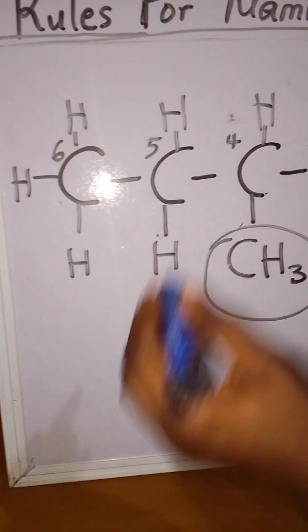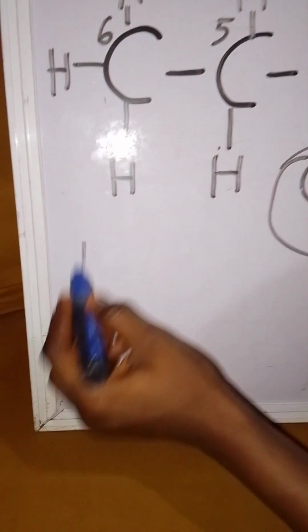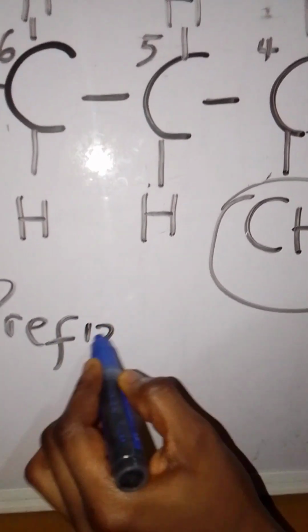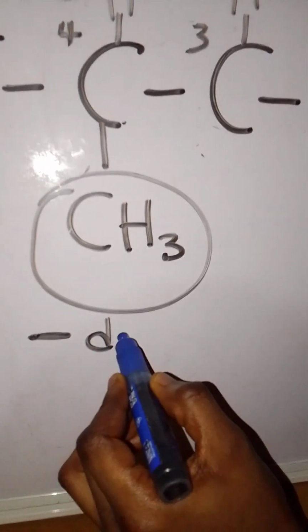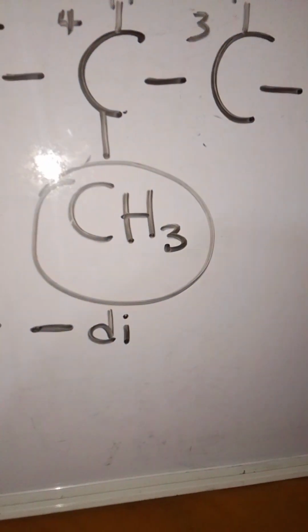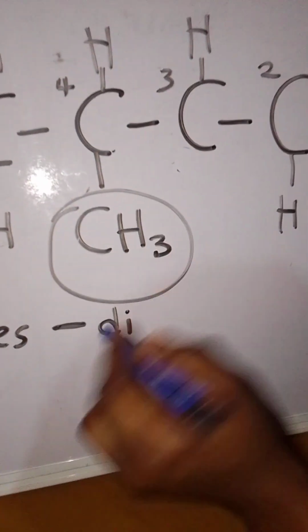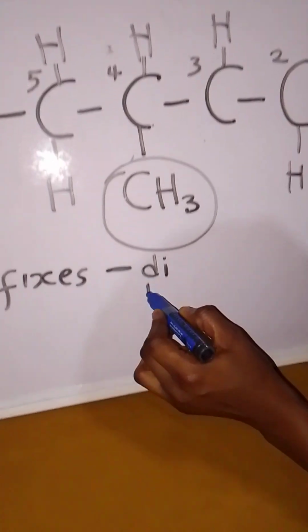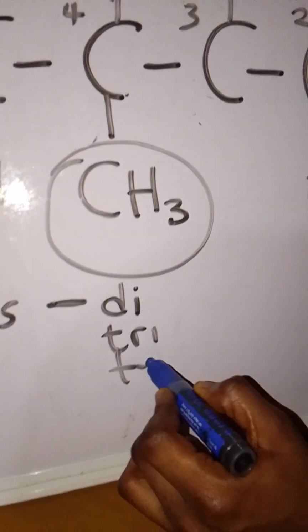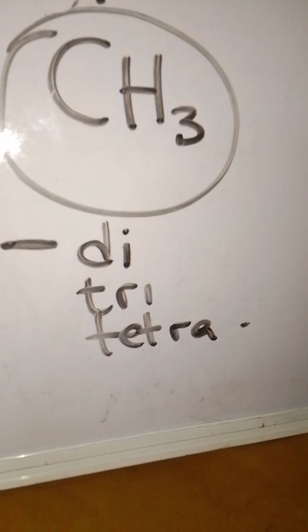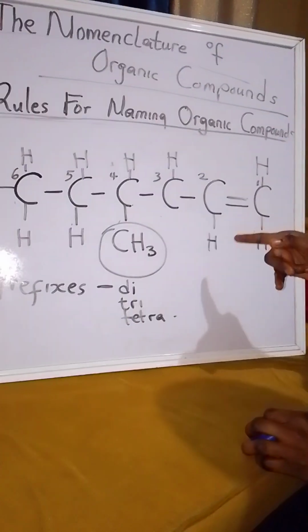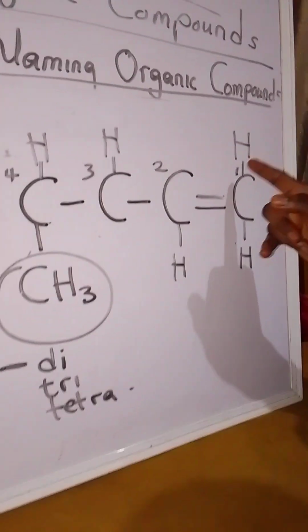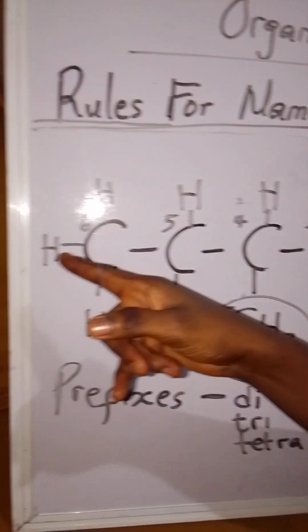So now we know that we have 6 carbons in this chain. From your prefixes for numbering, we have di. We don't use mono. We know mono is 1. We start from di, tri, tetra, and so on and so forth. I want to believe that you know that already. So from here, we have 1, 2, 3, 4, 5, 6.